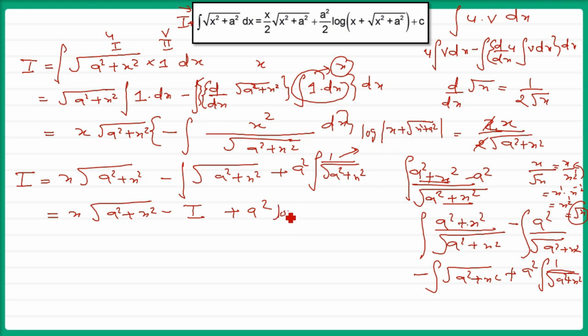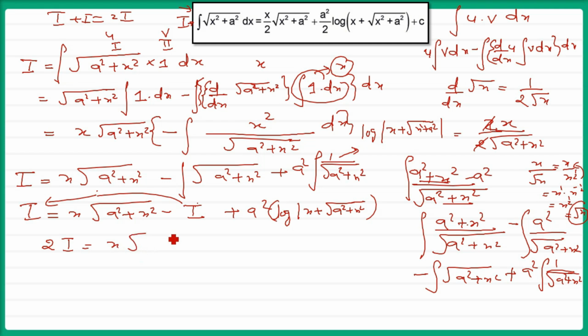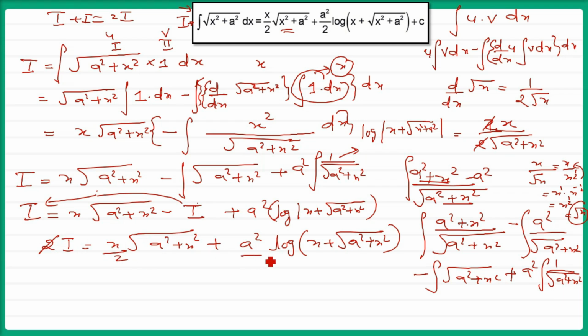So let me write it here. Log modulus x plus under root x square plus a square, or a square plus x square, and better is to keep it inside the bracket after log actually. Now this negative I goes on the left, I minus I, that is I plus I will become twice I. Just write 2I here. On the right it will be x under root a square plus x square, and the second term is what? See, just try to coincide with that actual result. So a square log, and bracket I am changing now, x plus under root a square plus x square as the second term. Now these two I am bringing downstairs on the right hand side.